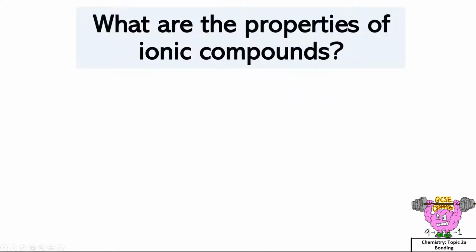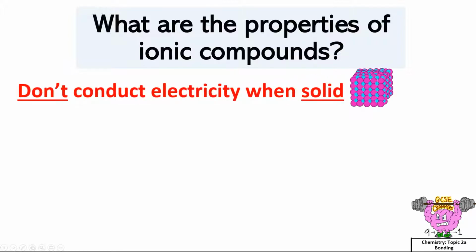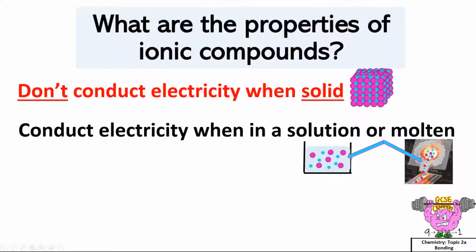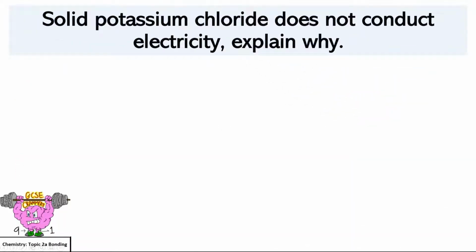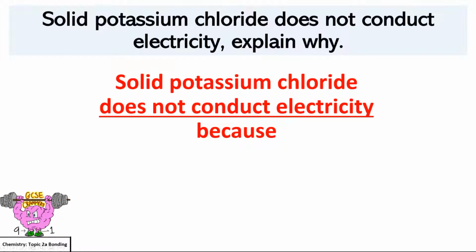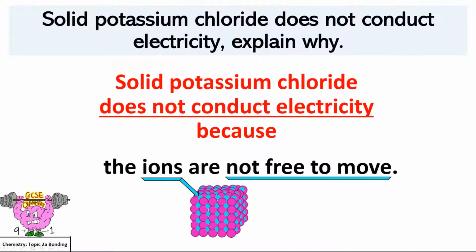What are the properties of ionic compounds? Ionic compounds don't conduct electricity when solid. They can only conduct electricity when in a solution or molten. They have high melting points and they're soluble in water. Solid potassium chloride does not conduct electricity. Explain why. Solid potassium chloride does not conduct electricity because the ions are not free to move.